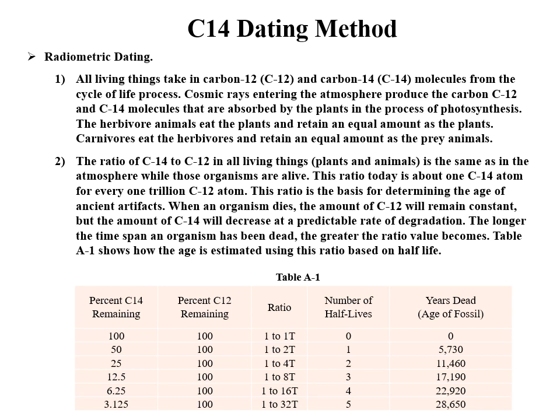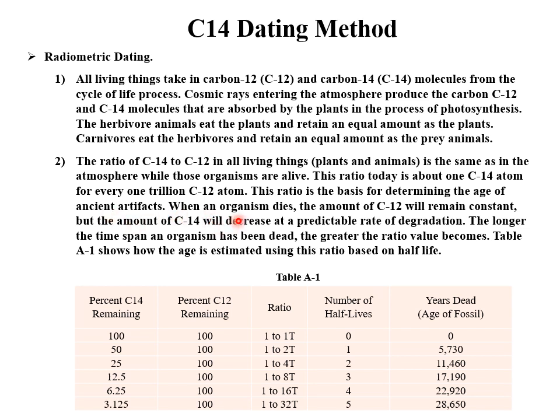This ratio today is about 1 carbon-14 atom, okay, to every 1 trillion carbon-12 atoms. That is 1 C14 atom to every 1 trillion C12 atoms. This ratio is the basis for determining the age of ancient artifacts, okay, that once were alive.